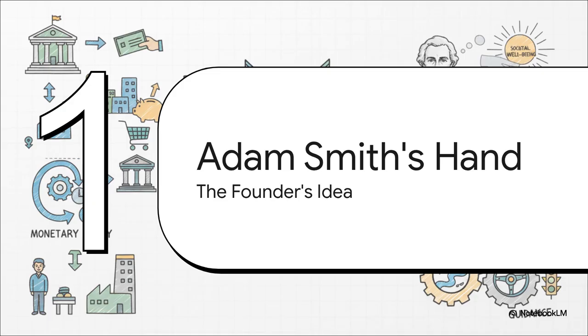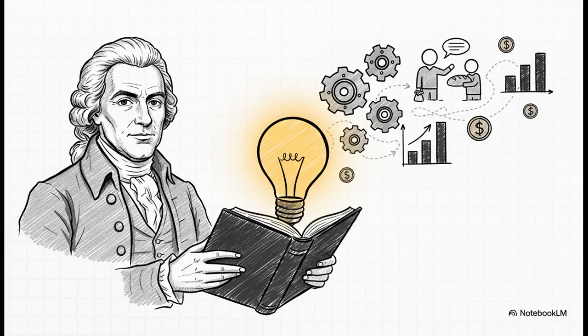To really get the capitalist engine that drives this whole hybrid system, we've got to go all the way back to 1776 and meet the guy they call the father of modern economics. This is Adam Smith, and his book, The Wealth of Nations, it wasn't just a book. It was this revolutionary idea that basically laid out the blueprint for how market economies could create prosperity on a scale nobody had ever seen before.